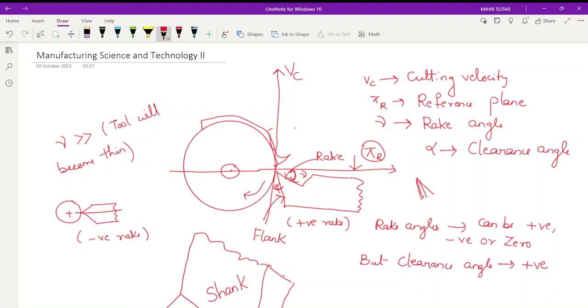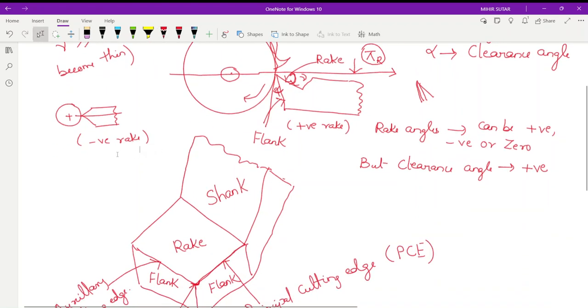Then the first case is a positive rake, the second is a negative rake, and the third case is our zero rake. Third condition, that is zero rake. Zero rake means you can see that this is the condition of your zero rake angle. That means your gamma is equal to zero. This is the simplest kind of tool and mostly used for making the form tool.